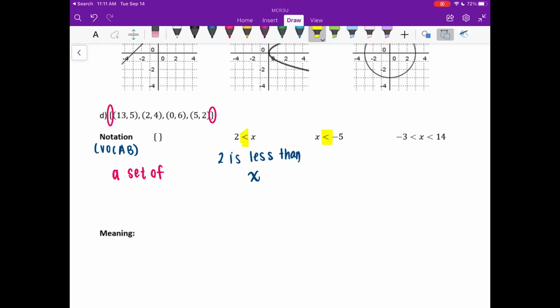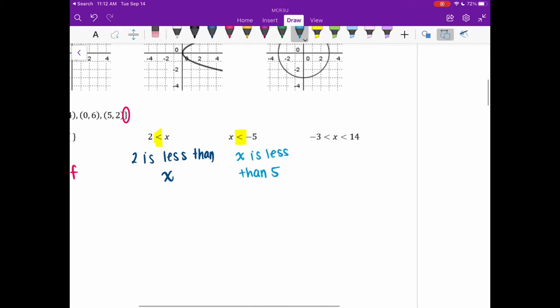Moving forward, we're going to do x, that little arrow again, negative 5. That's just a nice way of saying that x is less than negative 5. It's our short form that we use. Again, the small mouth is pointing towards the x. The big mouth is pointing towards the negative 5. It should be negative 5. Sorry, I wrote in 5.